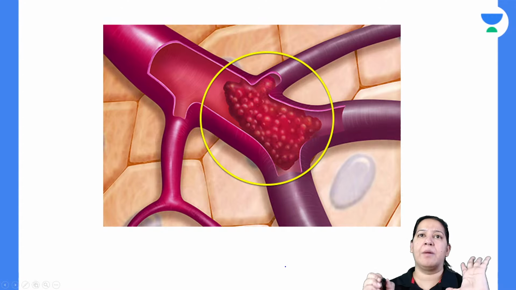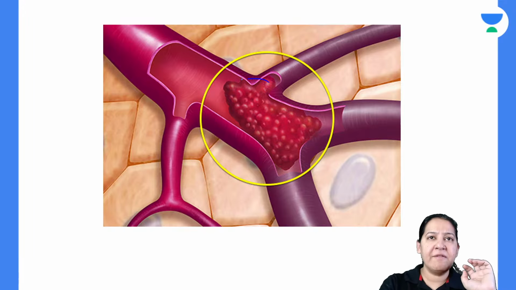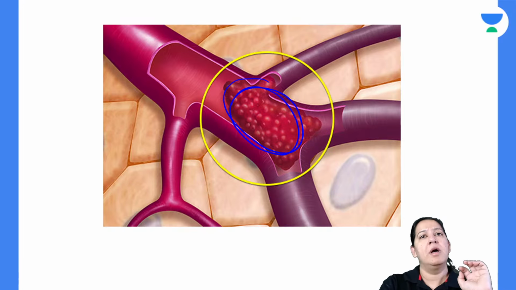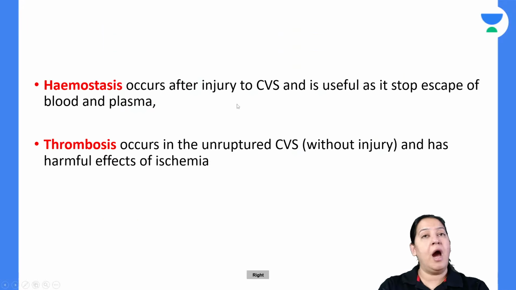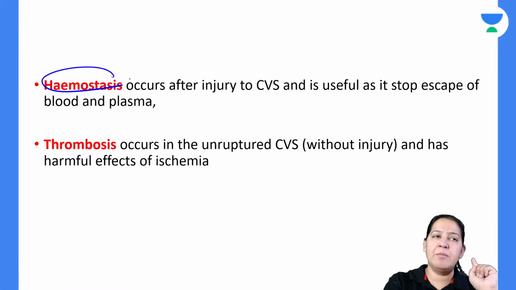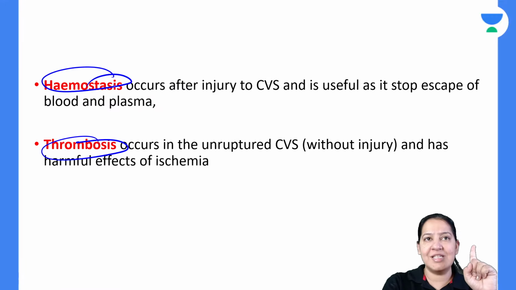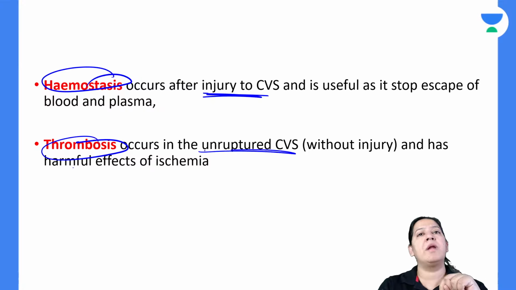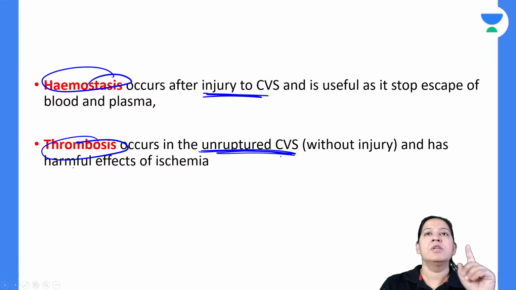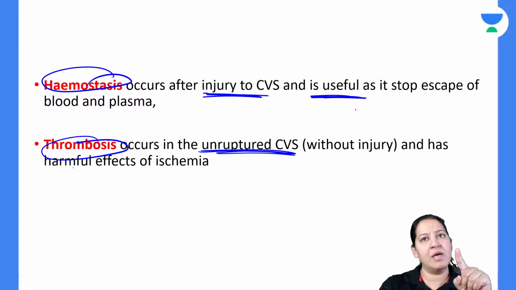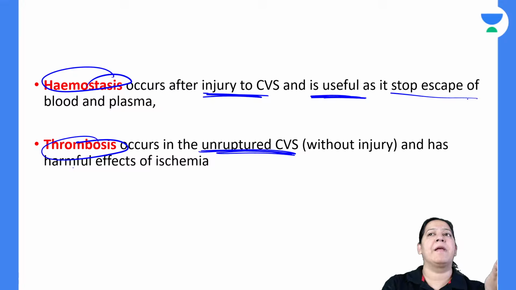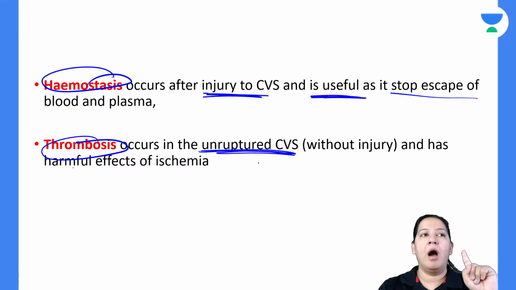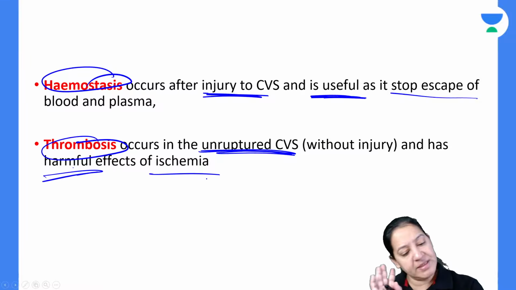See a beautiful diagram. Can you see a blood vessel? Inside the blood vessel, please appreciate this is a thrombus, and it is unruptured, uninjured. So what is the difference between hemostasis and thrombosis? In hemostasis, a clot is formed after injury to a blood vessel. In thrombosis, a clot is formed in an unruptured blood vessel. Hemostasis is useful for us; it is used for stopping the bleeding. Thrombosis is harmful for us because it will cause ischemia. But the steps are the same.